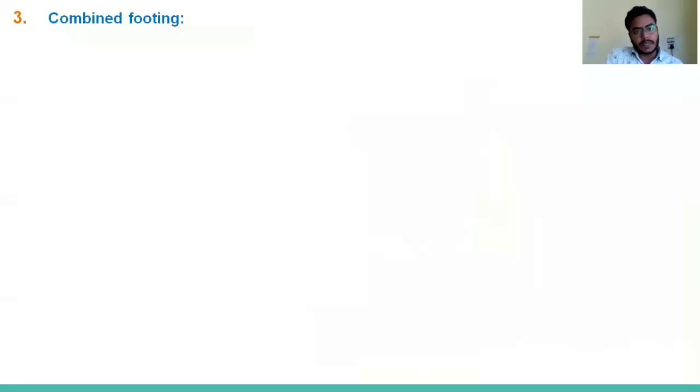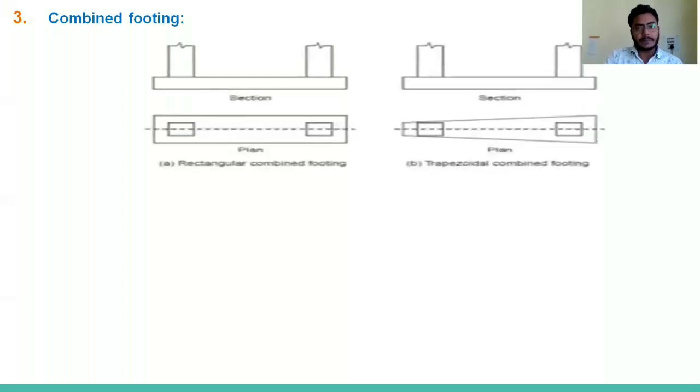Next one is the combined footing. We design the combined footing when we have to support two columns. For example, when the footings of two columns overlap, and the columns are very close to each other, we go for the combined footing. See in the figure. A combined footing can be in rectangular shape or in trapezoidal shape.